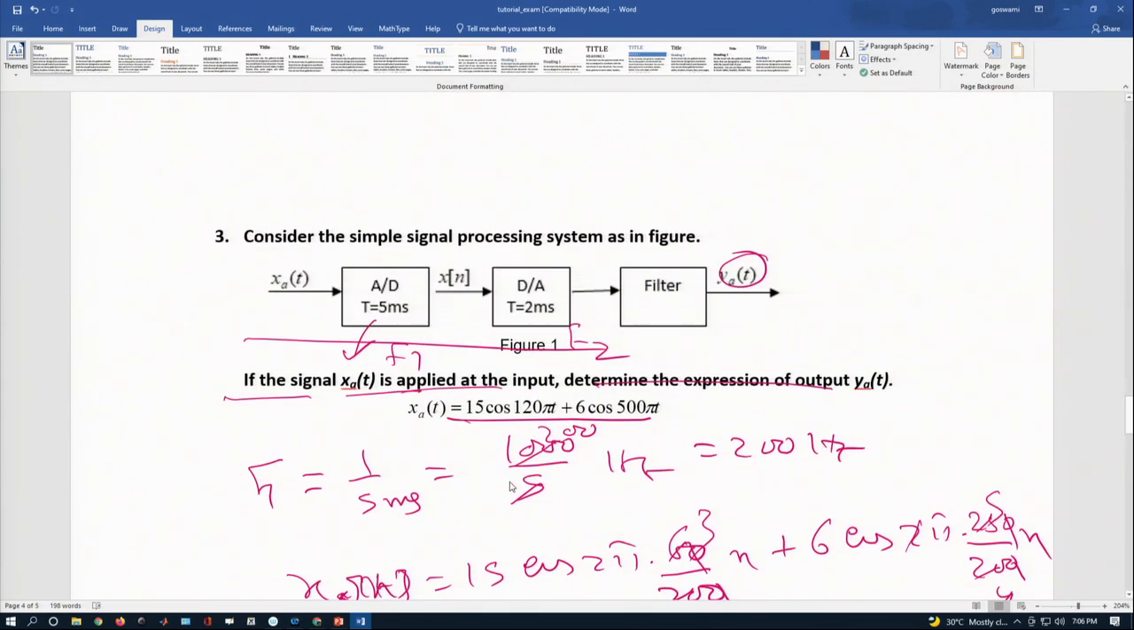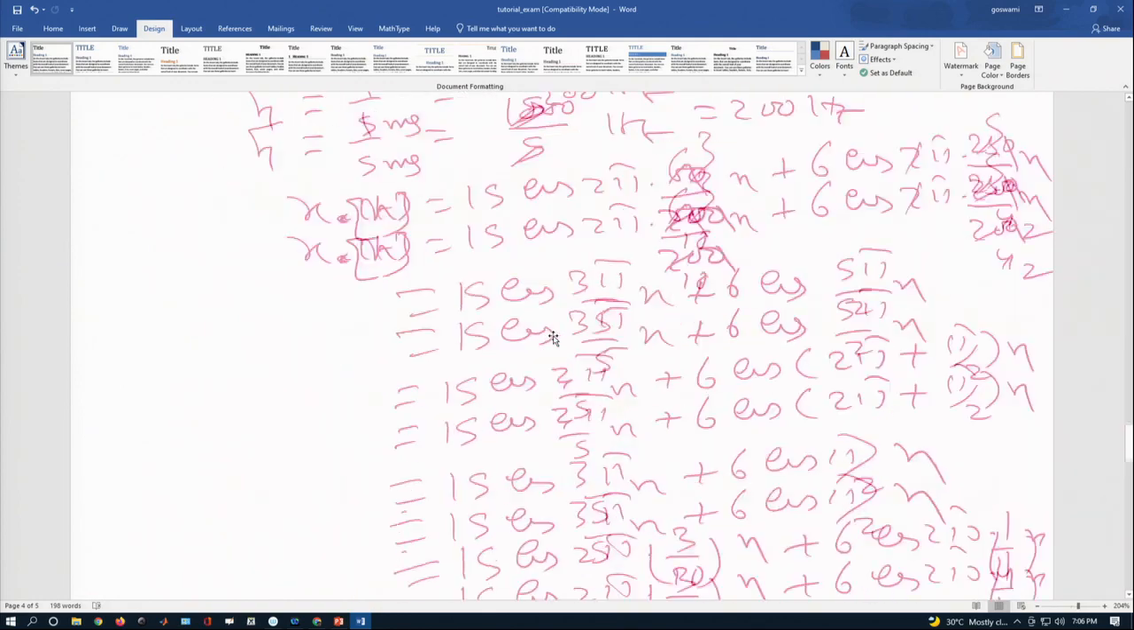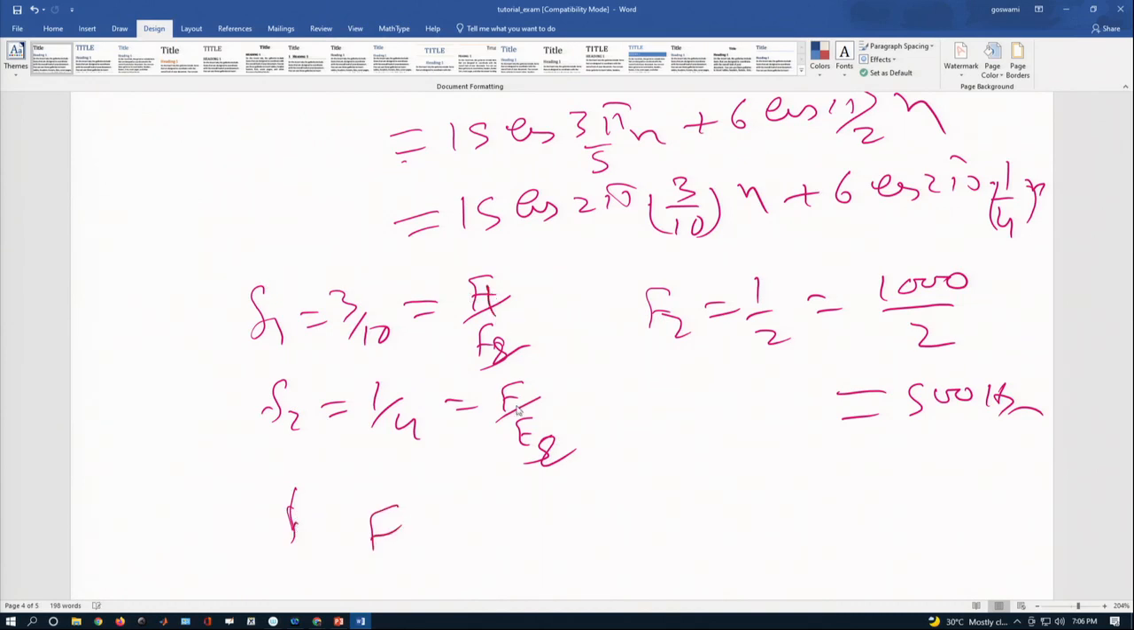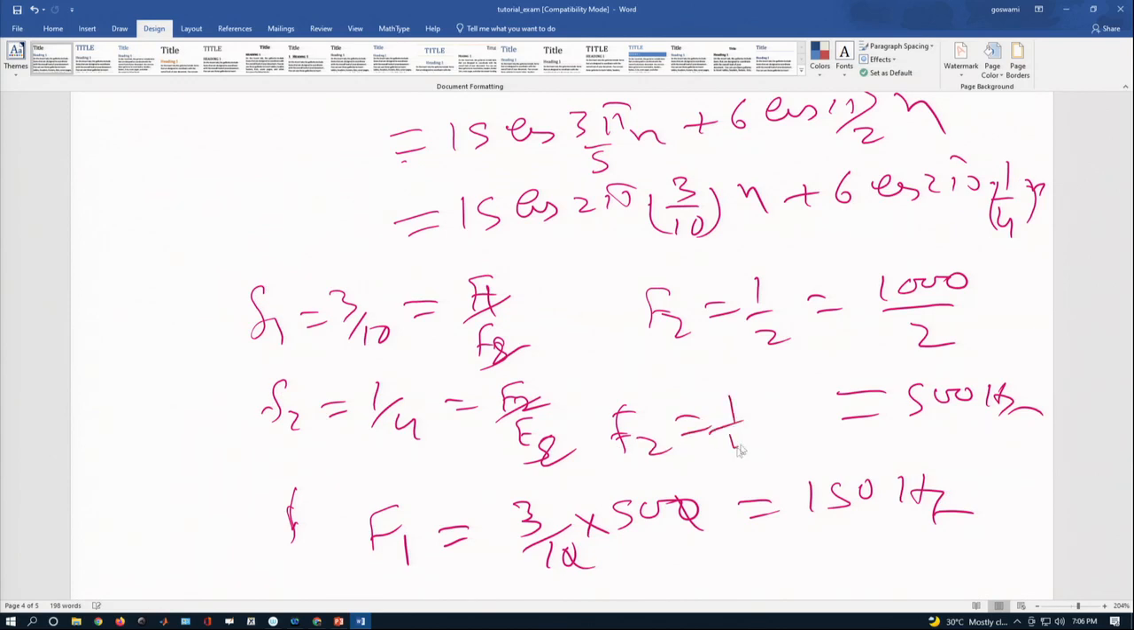So, for the analog to digital to analog conversion, what is the sampling frequency? 2 millisecond. So, I can say this Fs, or F2 I can say, is equal to 1 by 2 millisecond. So, it is 1000 divided by 2, which is 500 hertz. So, I can say this is F1, let us say this is F2. F1 is equal to 3 by 10 into Fs, 150 hertz, and F2 will be 1 by 4 into Fs.